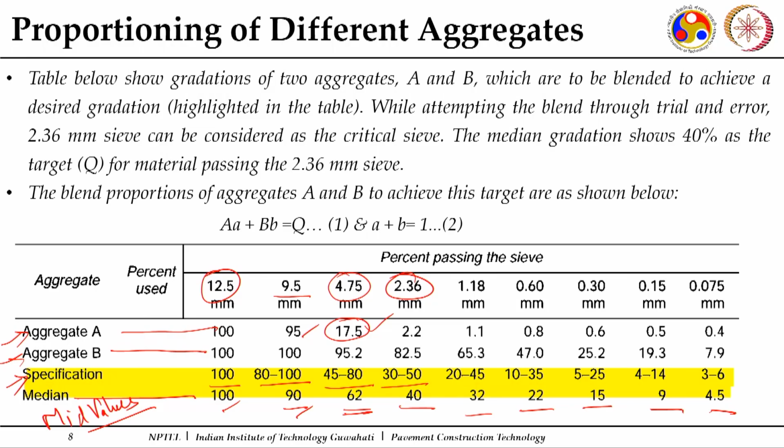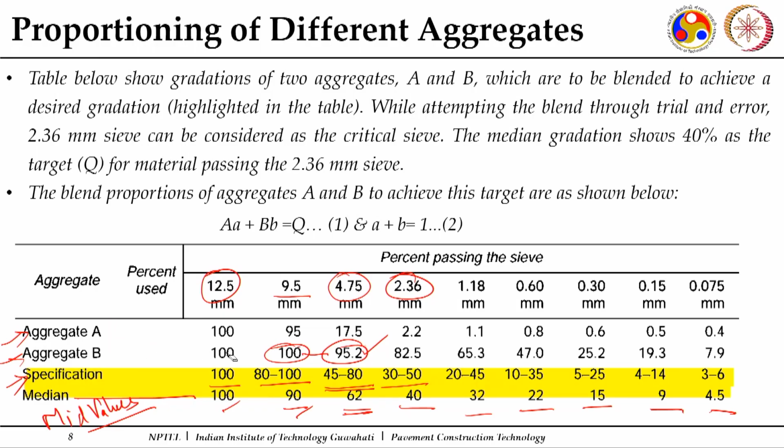Can I do it the other way around? Instead of A, if I go only with aggregate B, and do not use aggregate A, is that possible? Then at 9.5 it says 80 to 100, okay fine, 100 is there, at the extreme limit. But when it comes to 4.75, where the minimum limit is 45 and the maximum is 80, 95% is passing if B alone is used. So, B alone also cannot be used.